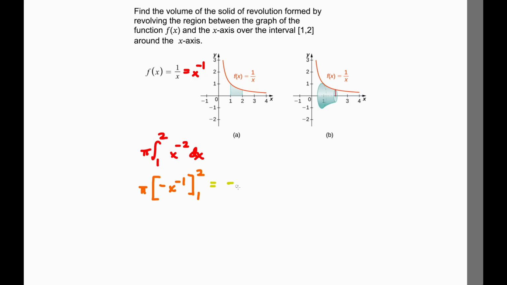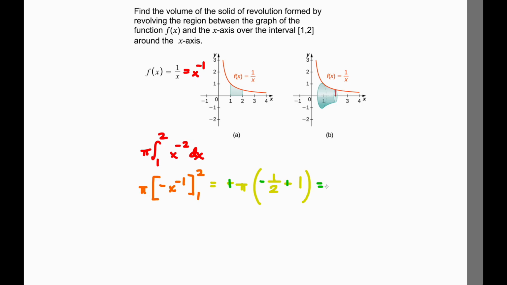All right, I'm going to pull that negative out just to make my life a little bit easier. So it's negative pi. And we're going to plug in the 2, so it's 1 over 2, minus, plugging in the 1, it's 1 over 1, which is just 1. So you have something like that. You can distribute the negative if you want, just to make your life a little bit easier. Doesn't matter. This problem is pretty easy, pretty straightforward.